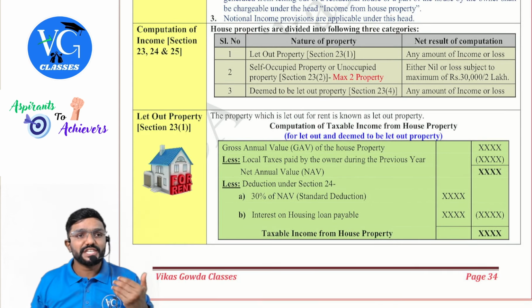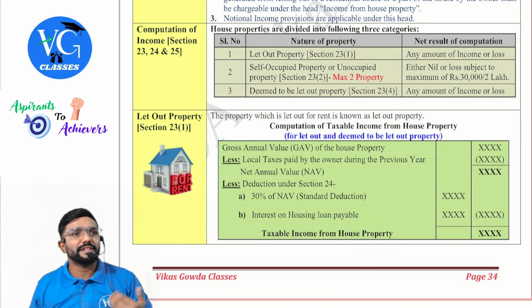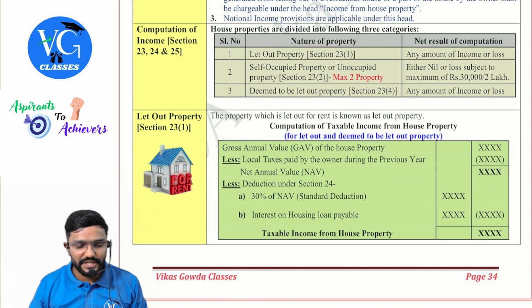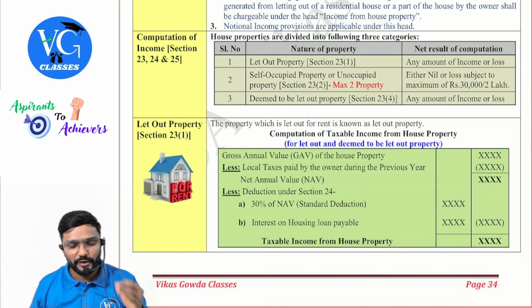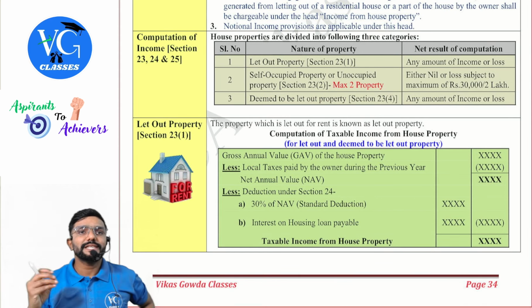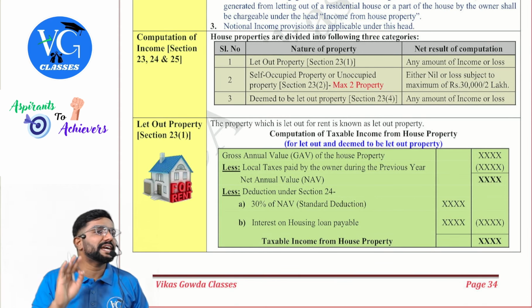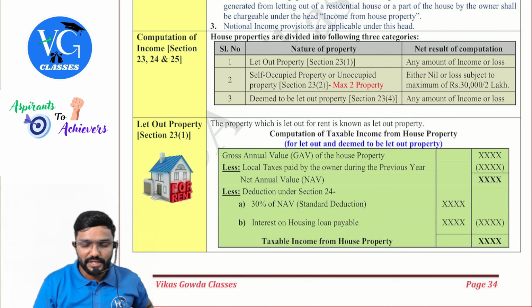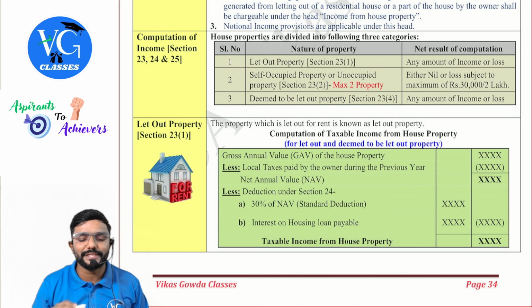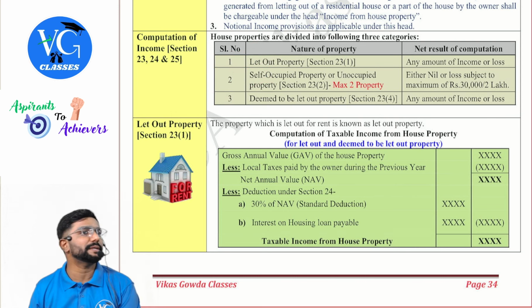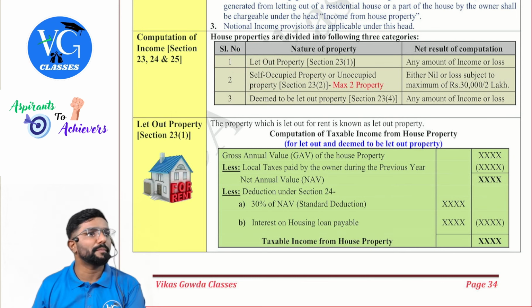Computation of income under section 23, 24, 25. So the computation part is covered under sections 23, 24, 25. Guys, for income tax purpose, there are three categories of house property. The first is let out property, the second is self-occupied property, and the last one is deemed to be let out property.